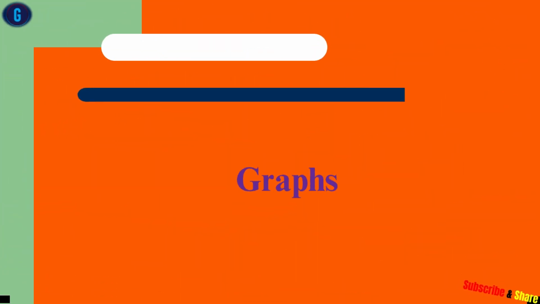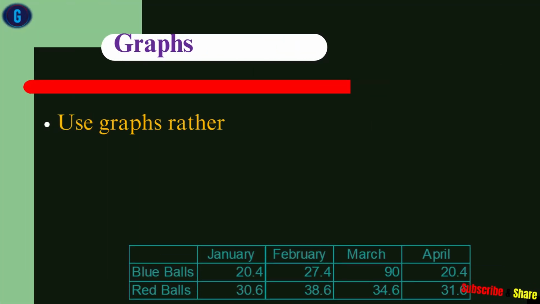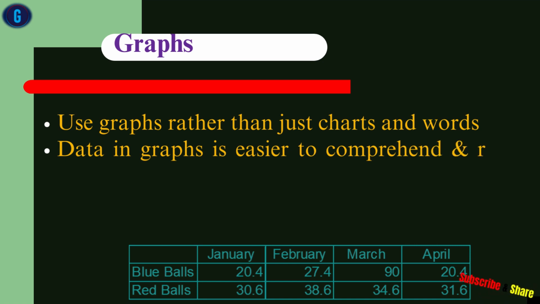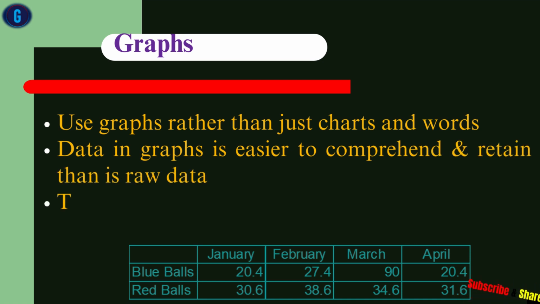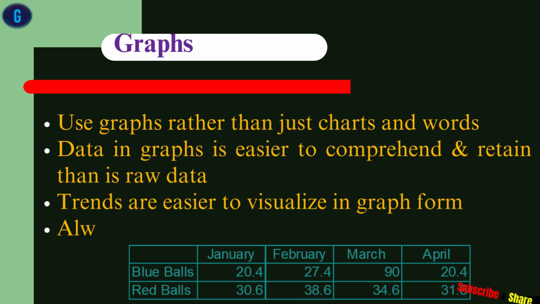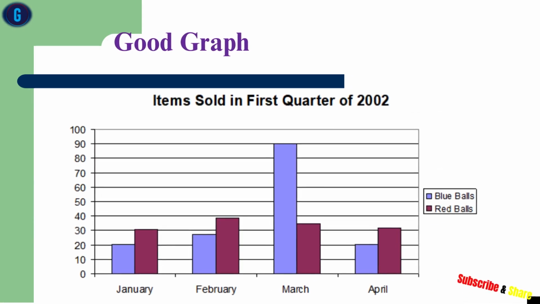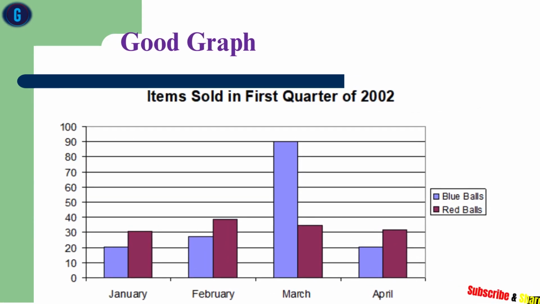Graphs. Use graphs rather than just charts and words. Data in graph is easier to comprehend and retain than is raw data. Trends are easier to visualize in graph form. Always title your graphs. This table is the data to create a graph. Good graph. This is an example of a good graph.